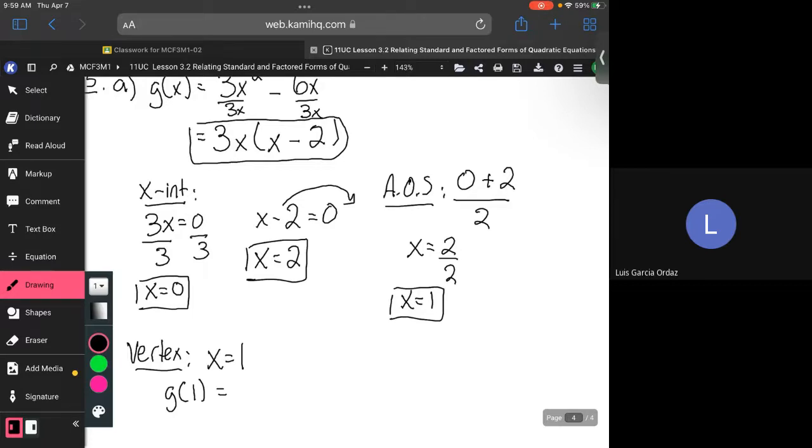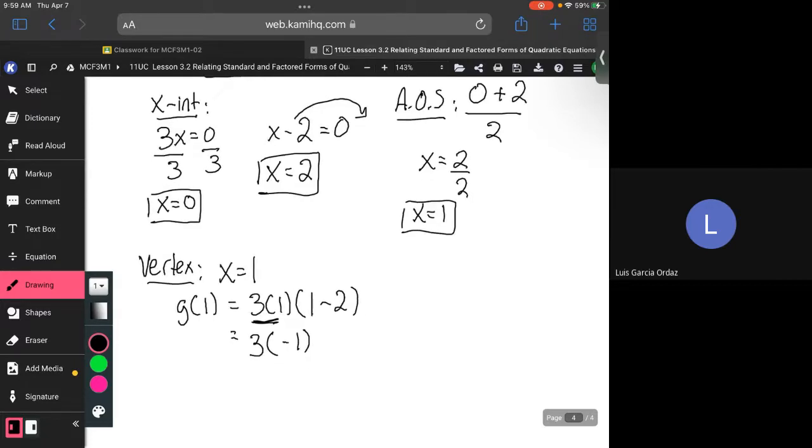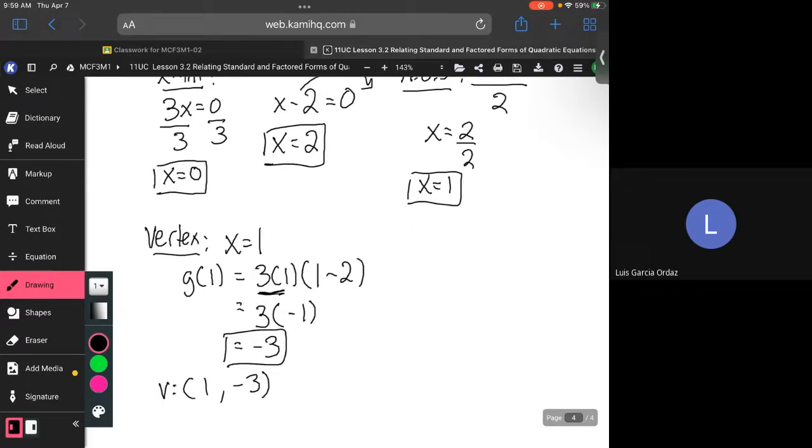So g of 1 is 3 times 1. Sorry, we're finding the y-intercept, correct? No, this question is not asking to find the y-intercept. We're finding the vertex. Correct. And then 1 minus 2. So let's start with the first one. What's 3 times 1? 3. What's 1 minus 2? So what is the y value of my vertex? -3. Which means my vertex is going to be (1, -3). So that's going to be my vertex.